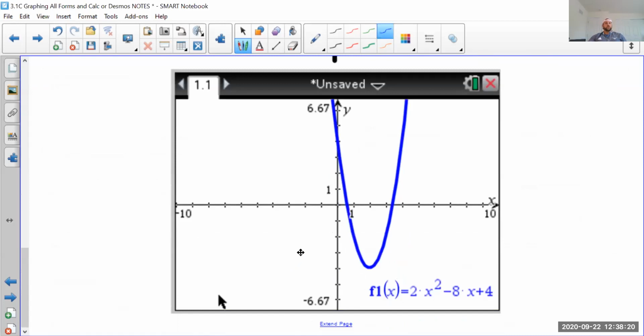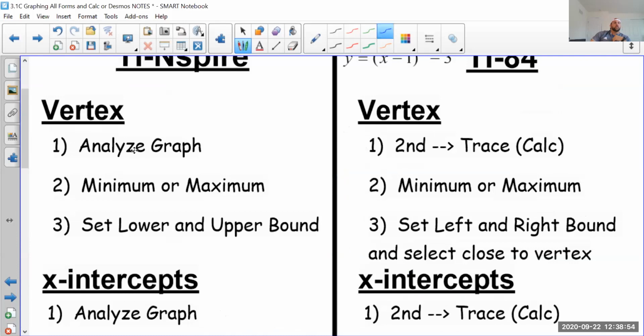Actually, let's do this one here, if you haven't typed one in already. If you've already typed the equation in, that's okay too. So let's walk through these different things that we can use our graphing calculator for. The first one is finding the vertex.